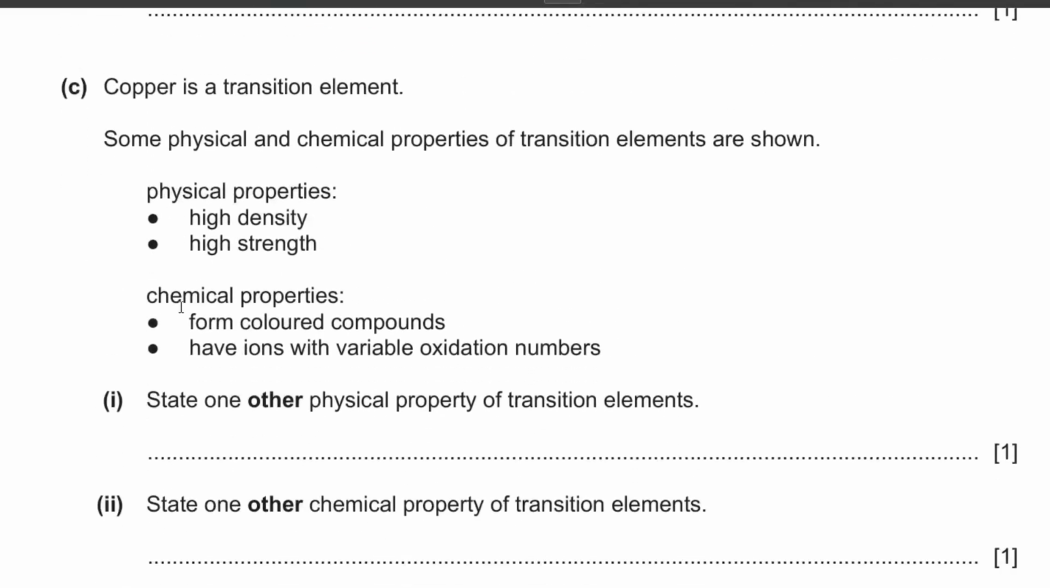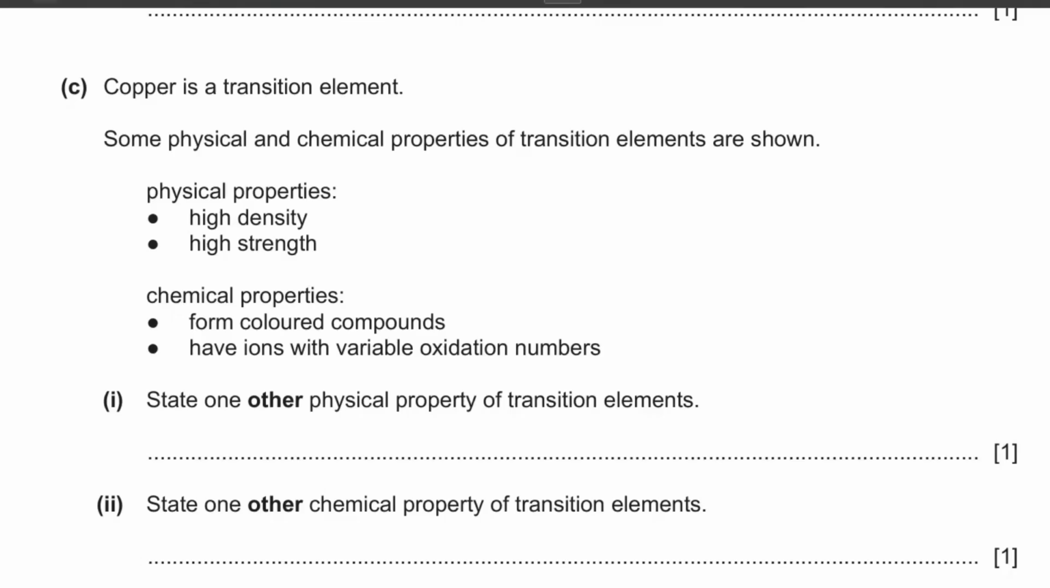Next question. Copper is a transition element. Some physical and chemical properties of transition elements are shown. Physical properties: high density, high strength. In chemical properties: form colored compounds, have ions with variable oxidation numbers. State one other physical property of transition element.